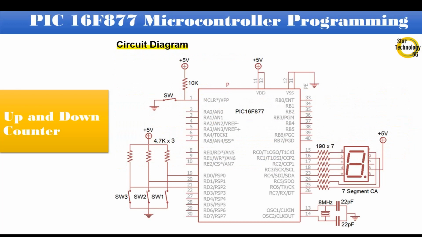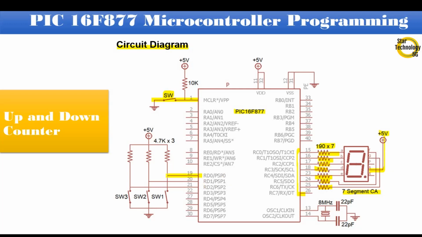Here is the circuit diagram we are using in our project. It is PIC16F877 microcontroller. Pin number 1 is master reset. If we press the switch, it will reset the microcontroller. Port C is interfaced with 7-segment display. And we are using common anode type 7-segment display. All segments are connected with microcontroller through a current limiting resistor. And the value of the resistors is 190 ohm. And common pin is interfaced with positive supply.